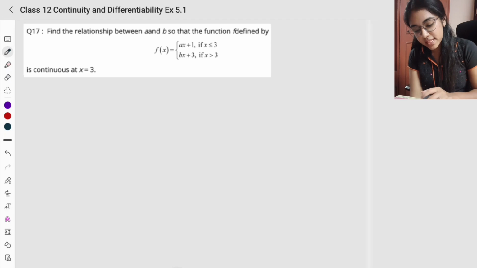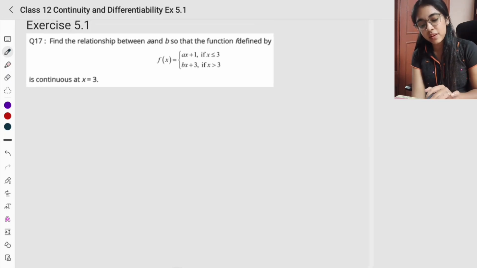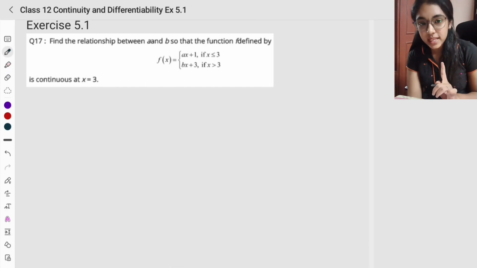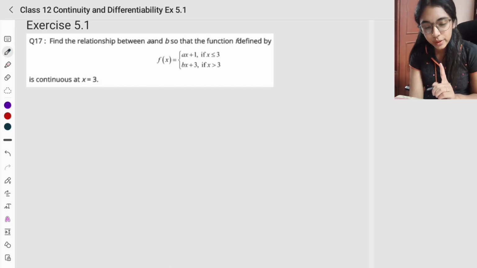Moving on to question number 17. Now in question number 17, I'm given: find the relationship between a and b so that the function is defined and continuous at x is equal to 3. So at x is equal to 3, it is continuous.